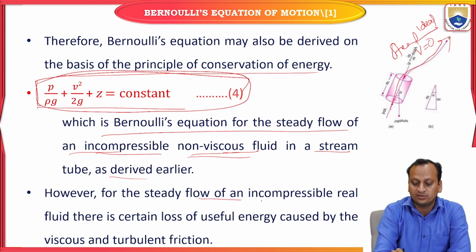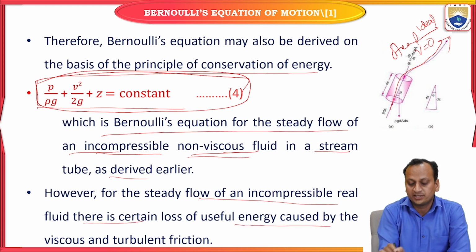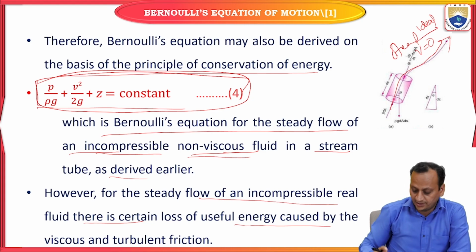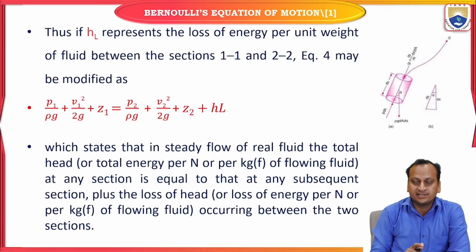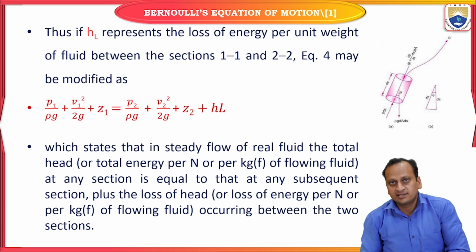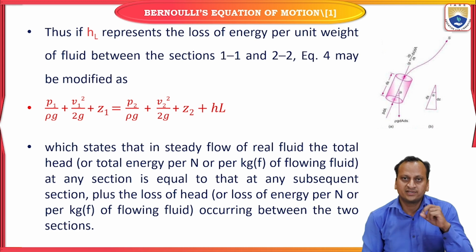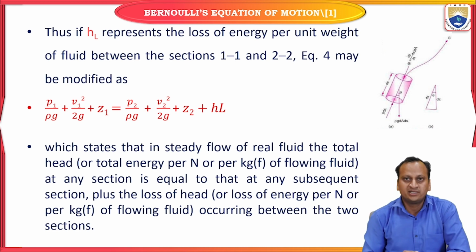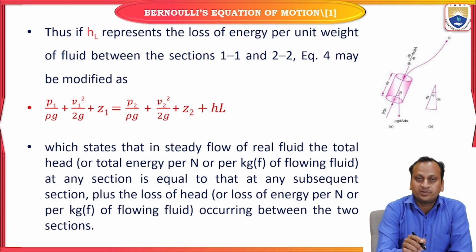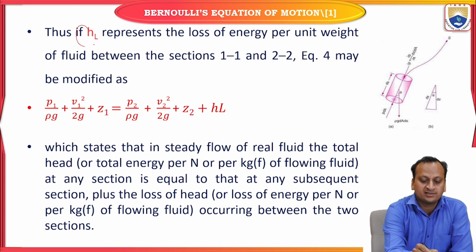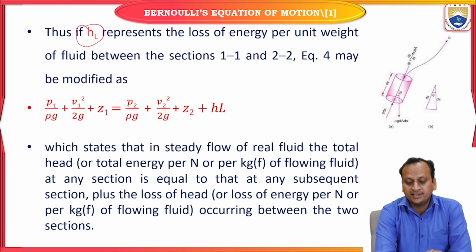However, for the steady flow of an incompressible real fluid, because we have only real fluids for study, we don't have the ideal fluid. So in such cases, there must be a loss between the two sections, because in the real case there will always be friction. Due to friction, viscosity, compressibility, and all these parameters, there will be a loss. The loss is given by loss of head, HL.